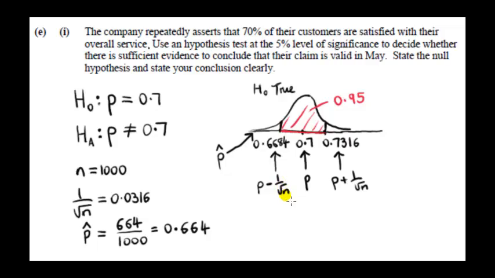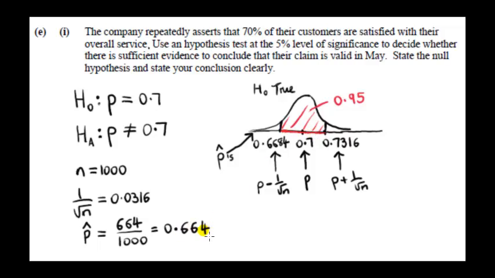Now in a previous video we saw a more accurate value for 1 over root n that we will use later on in this video. So for now I will use a simpler form. Here you can see I've calculated p minus 1 over root n and p plus 1 over root n. So if the null hypothesis is true, we would expect our particular value for p hat to lie along this red line. Let's see where it is.